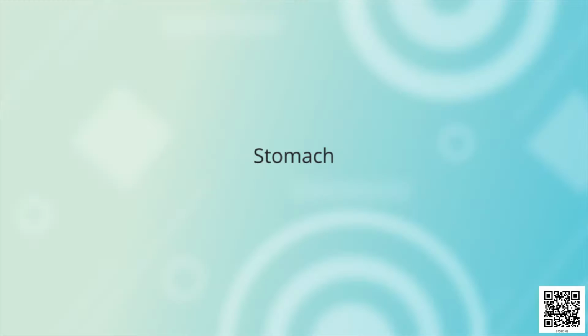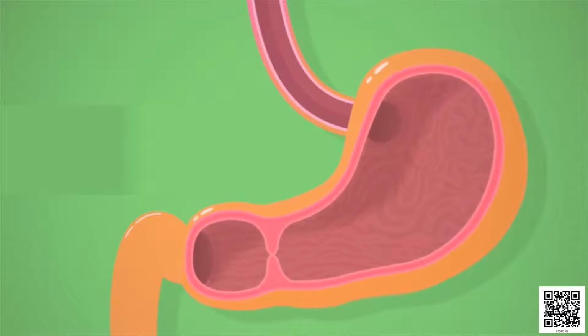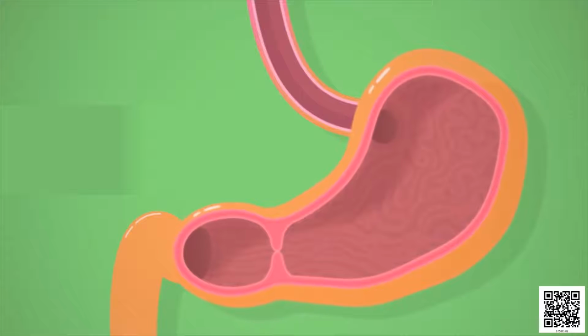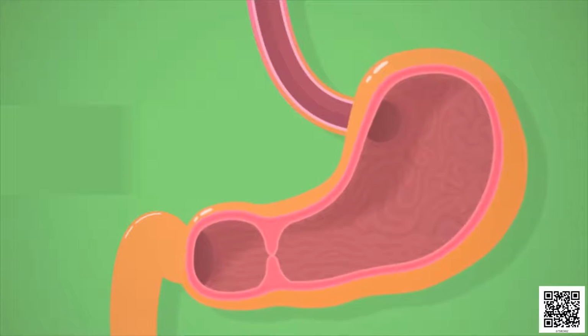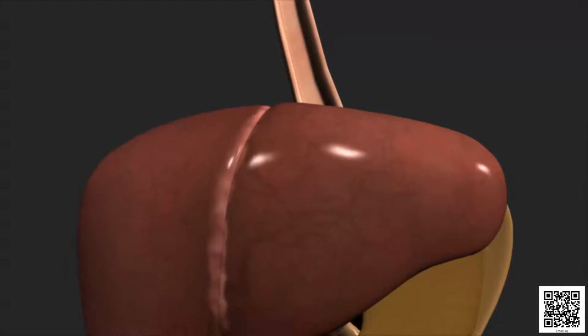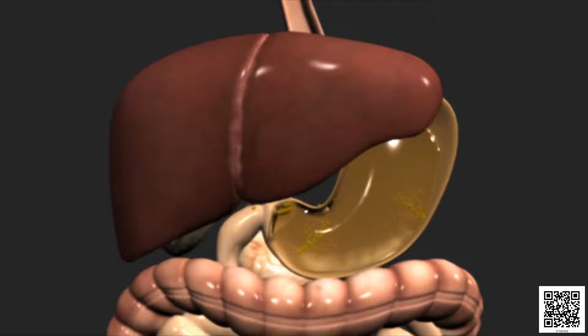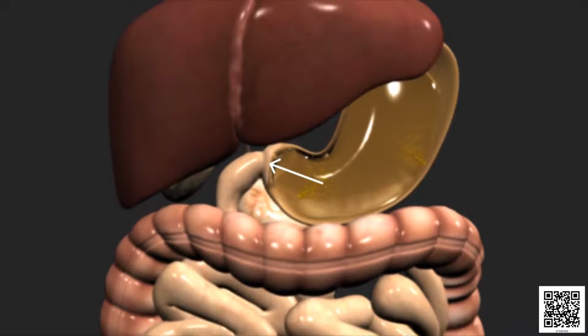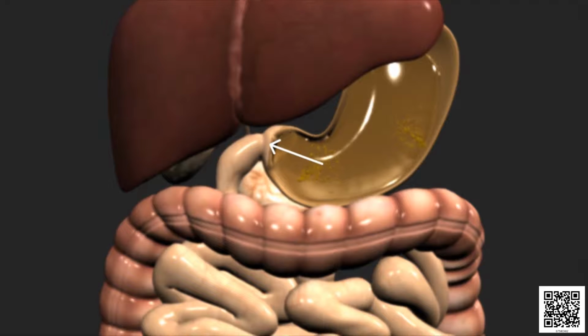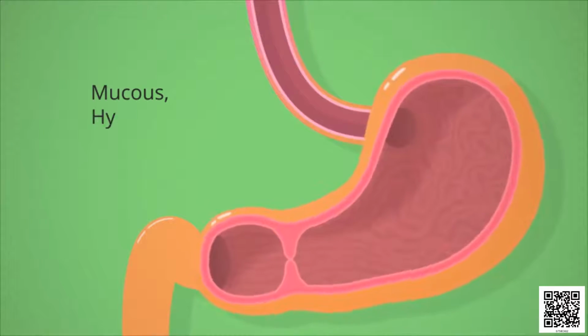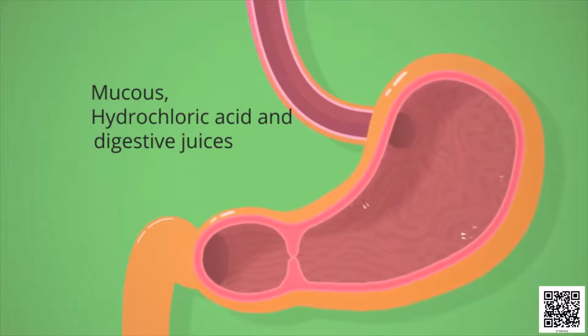Next part is stomach. The stomach is a thick-walled bag. Its shape is like a flattened U, and it is the widest part of the alimentary canal. It receives food from the food pipe at one end and opens into the small intestine at the other. The lining of the stomach secretes mucus, hydrochloric acid, and digestive juices. The mucus protects the lining of the stomach.